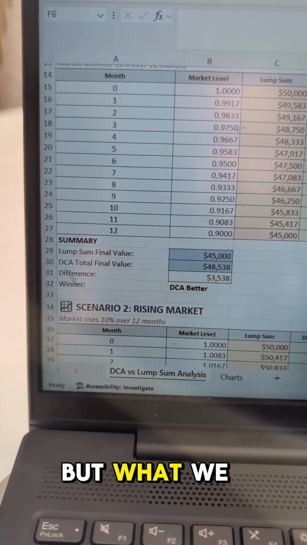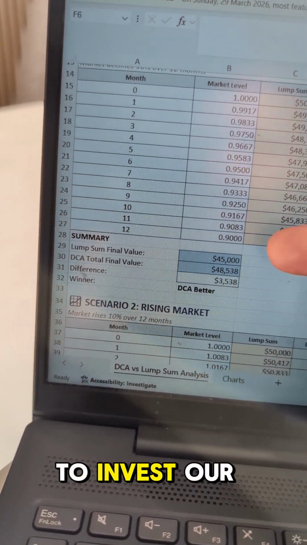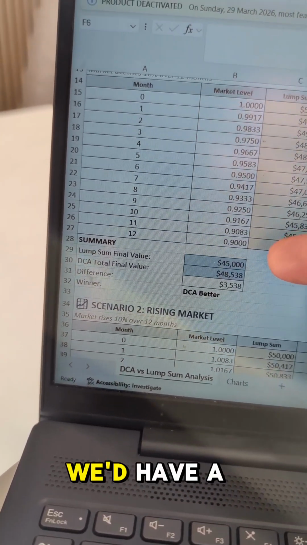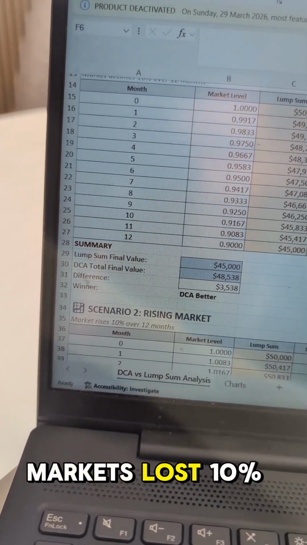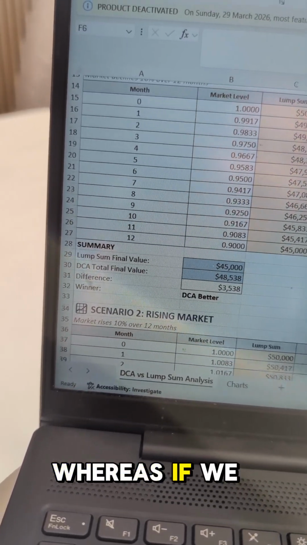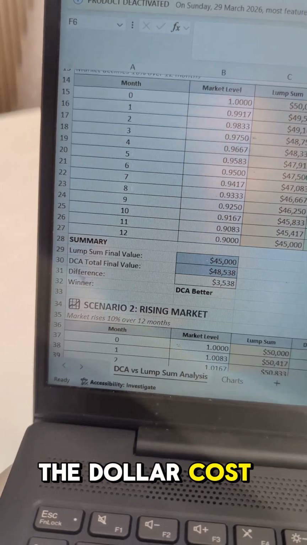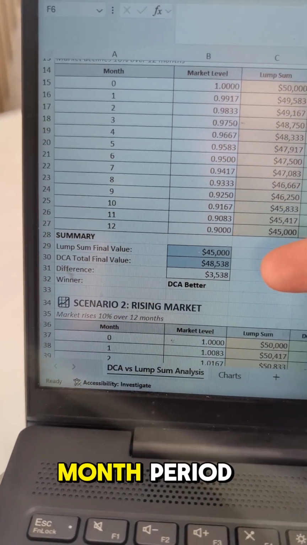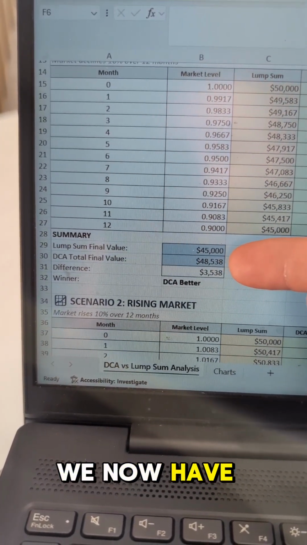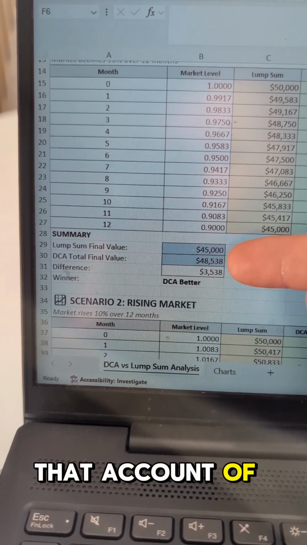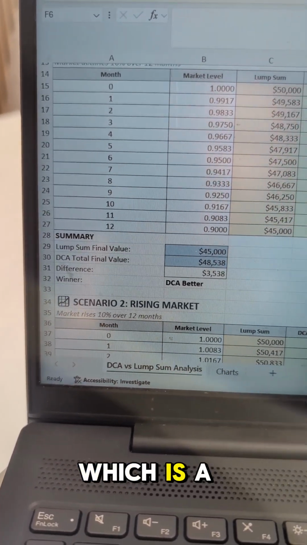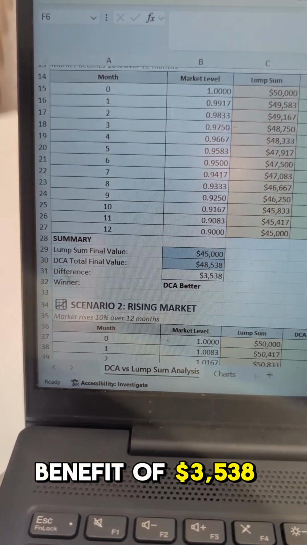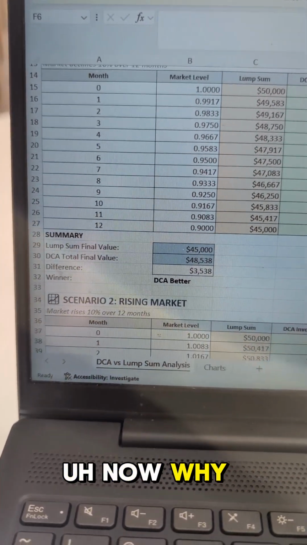But what we can see is if we were to invest our lump sum, we'd have a final value of $45,000 because the market's lost 10%. Whereas if we take advantage of the dollar cost averaging strategy, after the 12-month period, we now have a value in that account of $48,538, which is a benefit of $3,538.